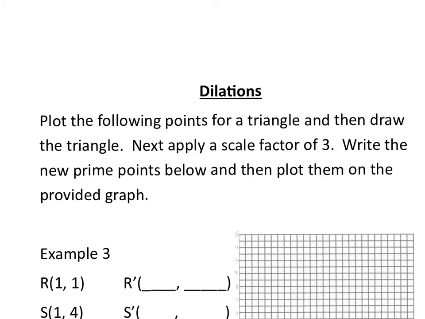Moving on to page 11, we're asked to plot the following points for a triangle, and then we're asked to actually draw the triangle. So notice that it wants you to plot the points first because that's going to make it evident whether or not it's going to make the shape. Sometimes they list the points not in the best order. So plot the points first and then make the shape. That's kind of going to be the theme going forward. And then we want to apply a scale factor of 3. The scale factor of 3 tells us it's more than 1.